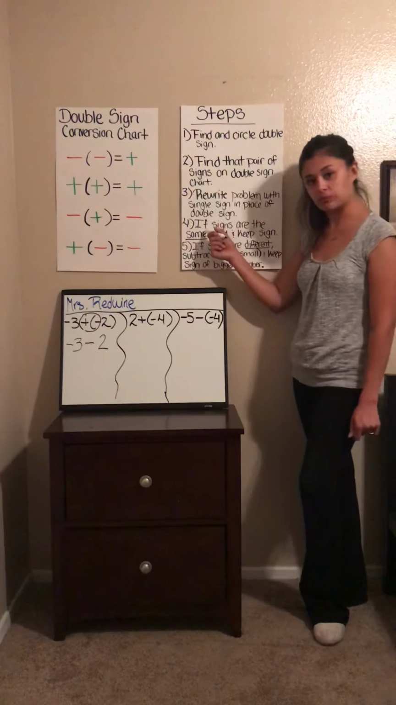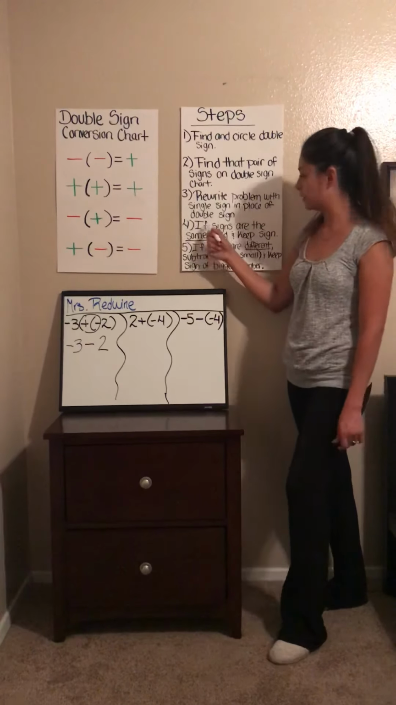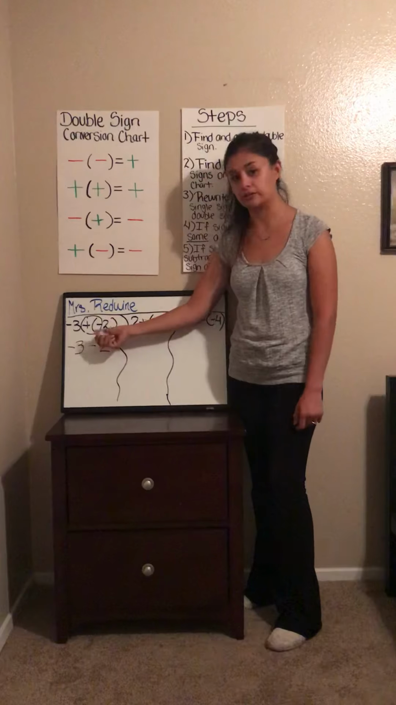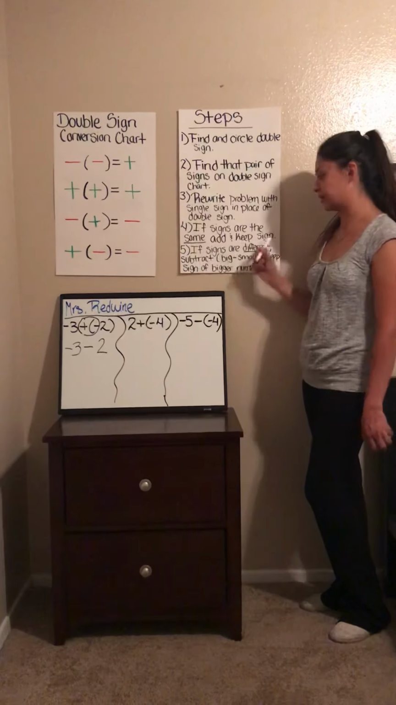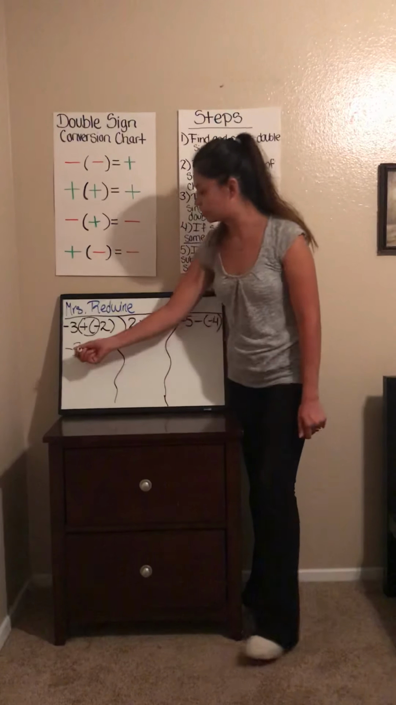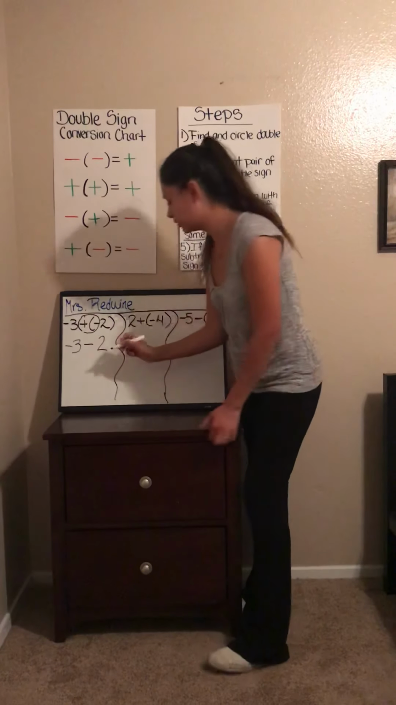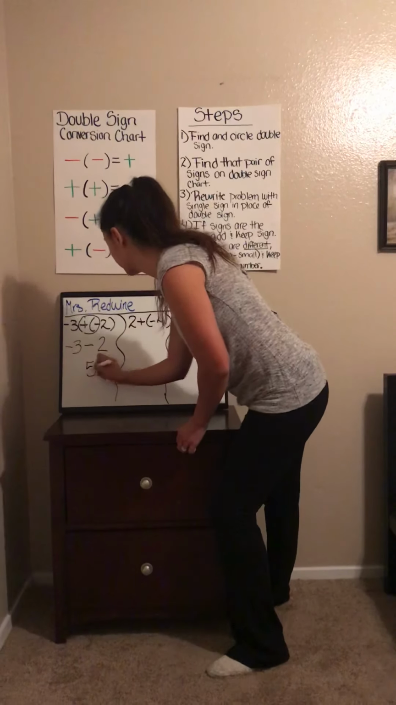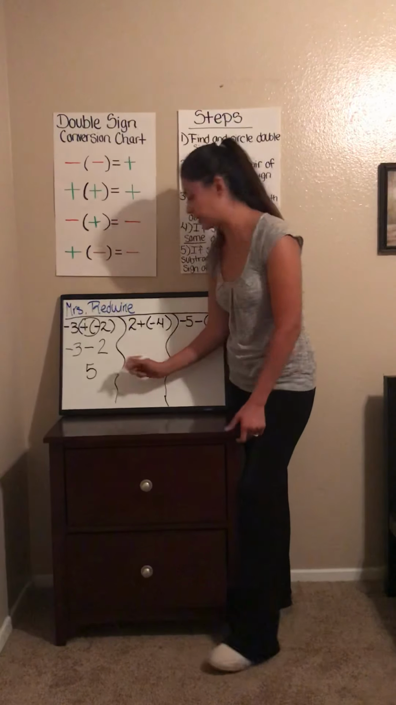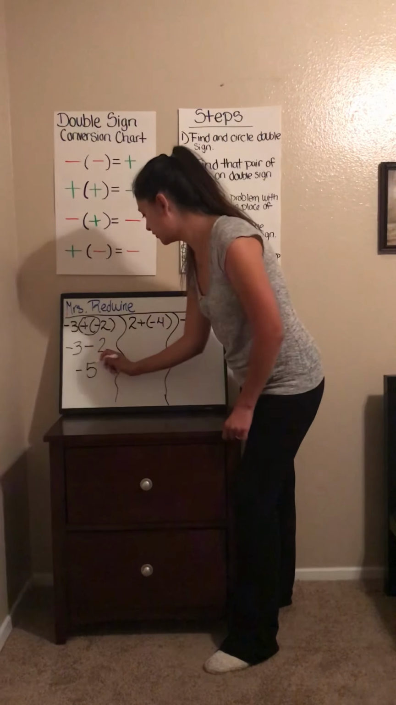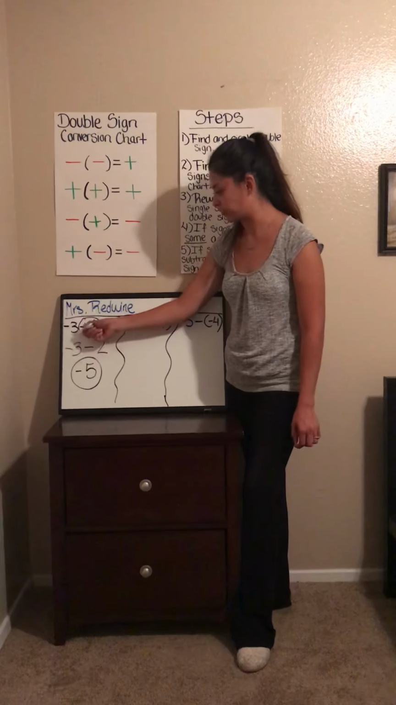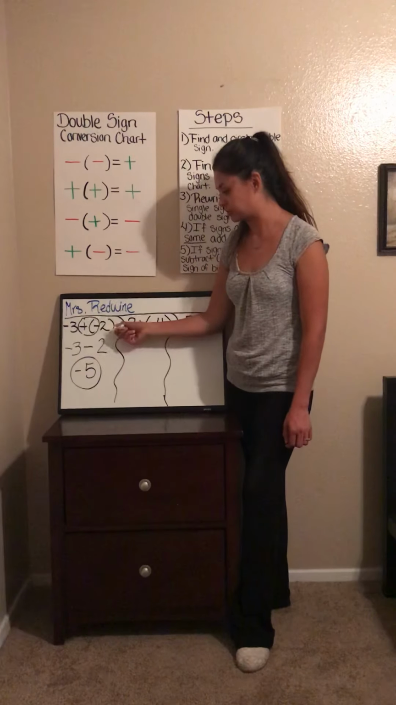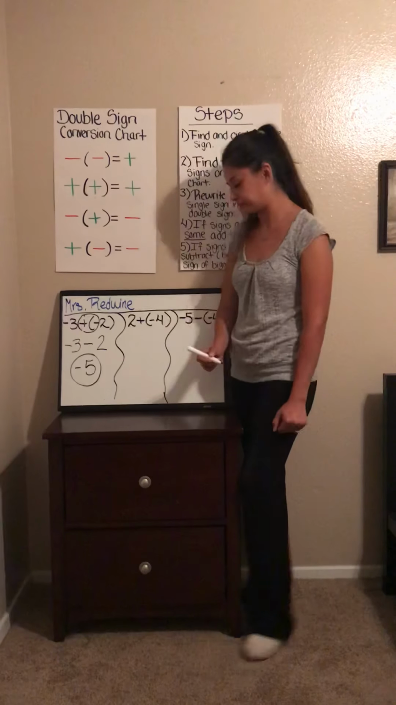Now we're going to go to our step 4. If the signs are the same, are they the same? Negative, negative, yes, they're the same. We're going to add them and keep the sign. So we do 3 plus 2 is 5, and then we're going to keep the sign, which is the negative. Negative 5. So we have our solution. Negative 3 plus negative 2 comes out to negative 5.